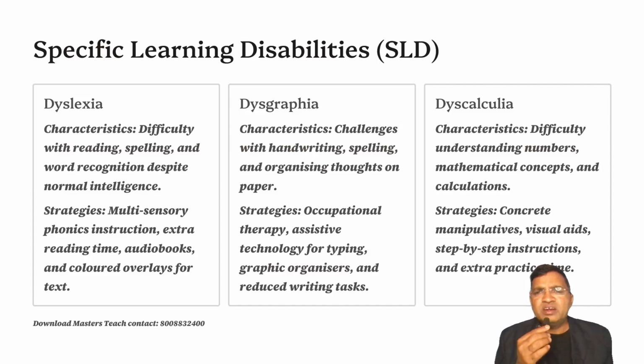Then dyscalculia. So it is difficulty understanding numbers. They are unable to understand mathematical concepts and calculation. So what are the strategies? Concrete manipulatives should be there.